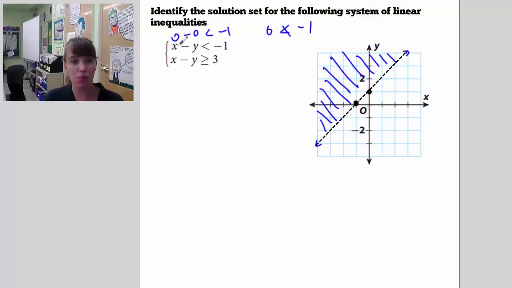Then we have a system where the x-intercept is 3, so 3 right here, and the y-intercept is -3, so we have -3 right here, and it's a solid line. So here's our line right here. And let's try the origin. Is it true that 0 is greater than or equal to 3? No, this is not true. So we're actually shading this below.